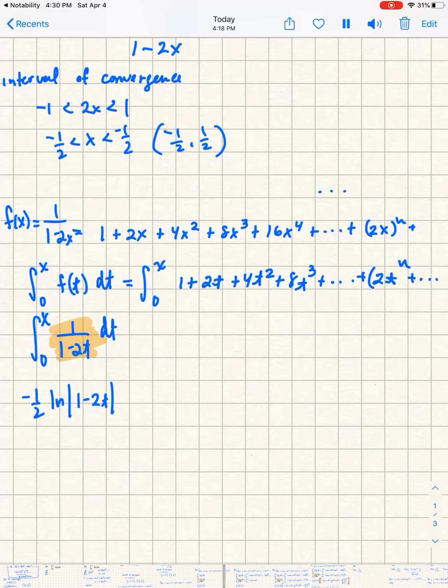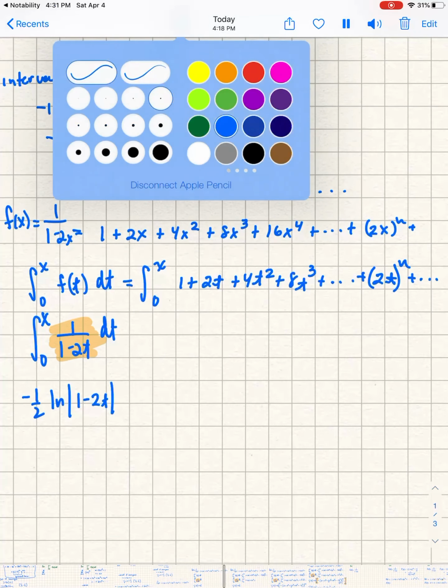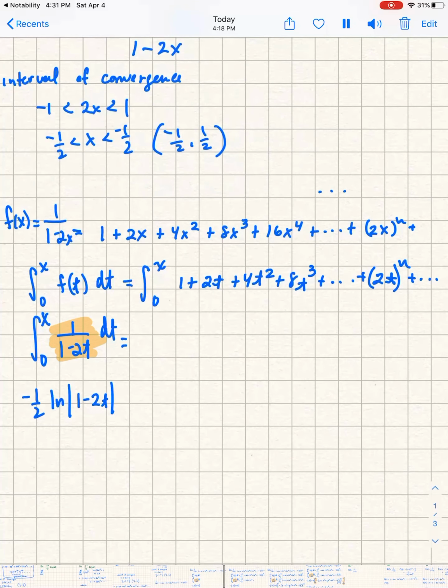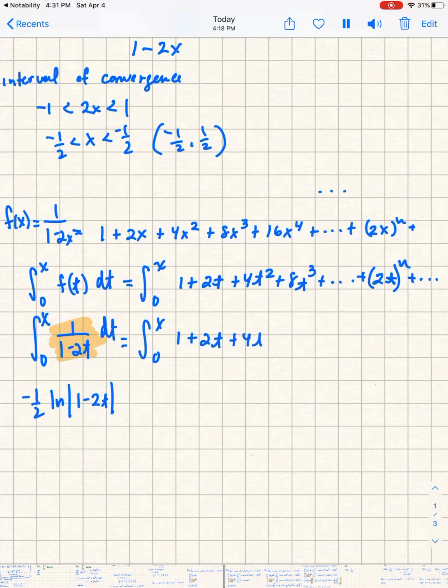Now, you don't have to do this. This is an extra step, but it's just showing you how we could do this thing and rewrite it. I'm going to rewrite it a little bit. Okay, I like the 1 plus 2t plus 4t squared. Those are easy to take the integrals of.